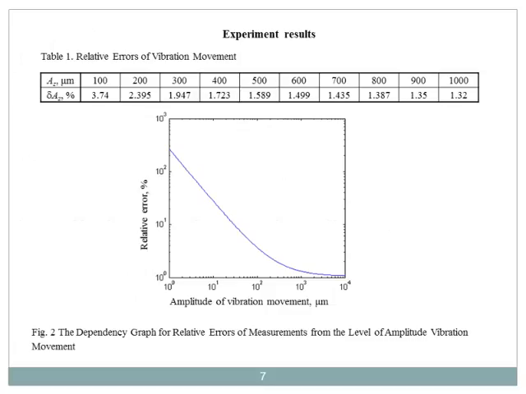The dependence of the relative error on the specified value of the amplitude of vibration movement along the z-axis was received on the basis of the experimental data and the mathematical expressions given in this report. This is a monotone decreasing dependency. The value of amplitude of vibration movement at which the curve of the graph intersects the horizontal line corresponding to the relative error of 100% is the metrological sensitivity threshold of the system. Table 1 shows the values of the relative errors in measurements of vibration movements.